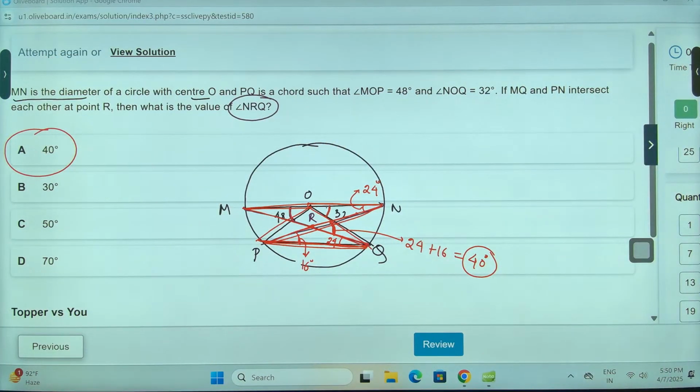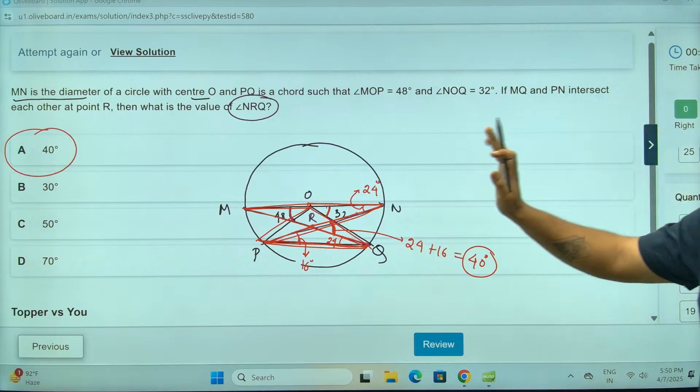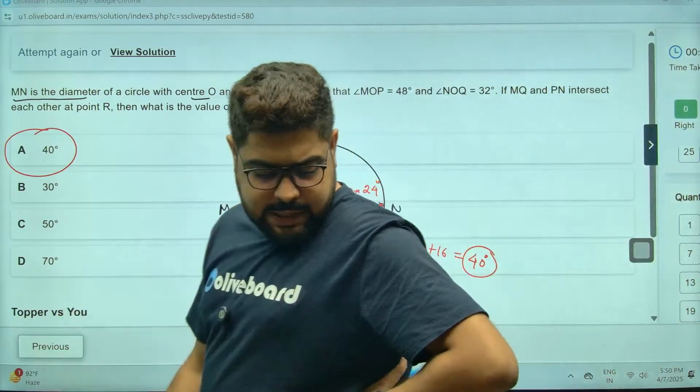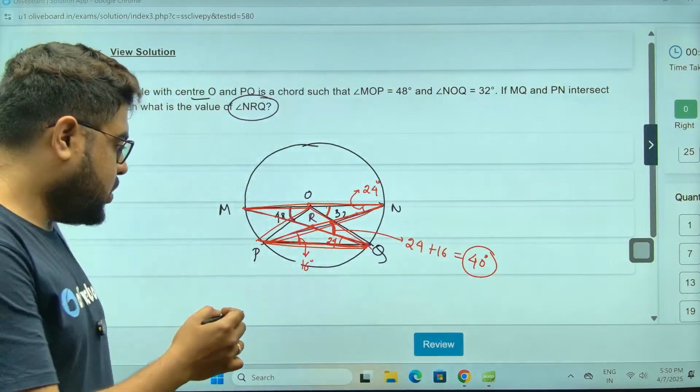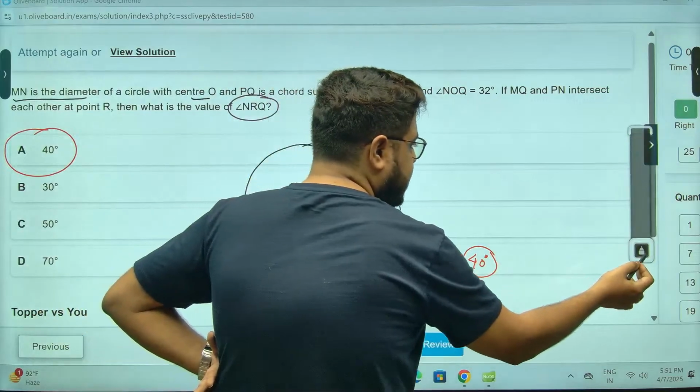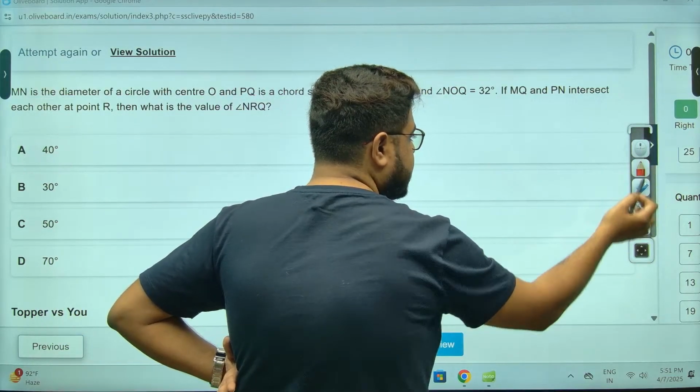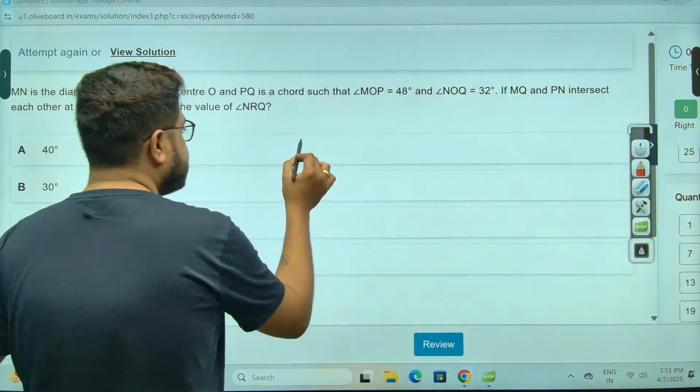Is it clear, sir? Not a very difficult question. Very, very simple question. Is everybody clear? If you want me to draw this once again, I can do that. This got a bit messy. Let me explain one more time, sir.